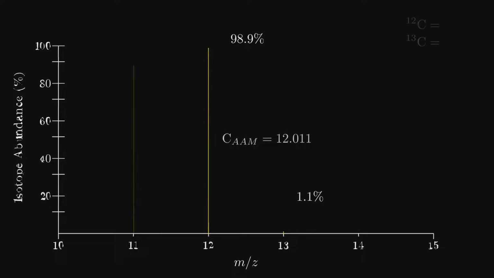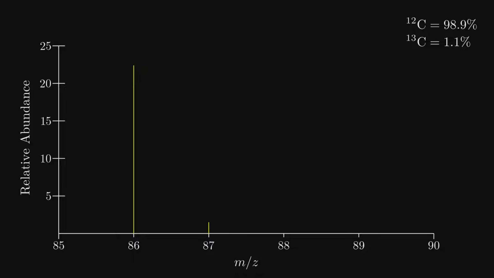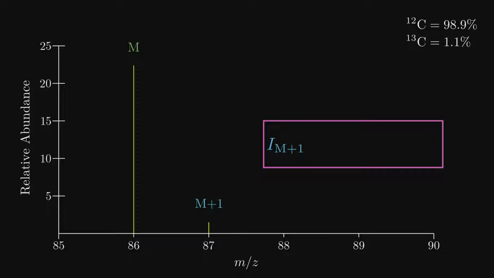However, you might be asking, how does any of this help us analyze the spectrum of hexane? Let's start by labeling the molecular ion peak as M and the one caused by the presence of the heavier isotope M+1. Based on the percentages, we would expect the height or intensity of the M+1 peak to be roughly 1.1% that of the intensity of the M peak. However, if you think the M+1 peak is larger than 1.1% of M, you're correct.